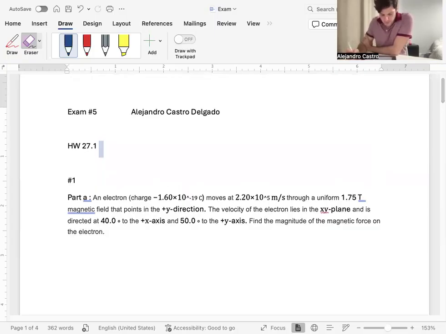Part A. An electron, charge negative 1.60 times 10 to the power minus 19 C, moves at 2.20 times 10 to the power of 5 meters per second through a uniform 1.75 T magnetic field that points in the plus y direction. The velocity of the electron lies in the xy plane and is directed at 40 degrees to the x-axis and 50 degrees to the y-axis. Find the magnitude of the magnetic force on the electron.